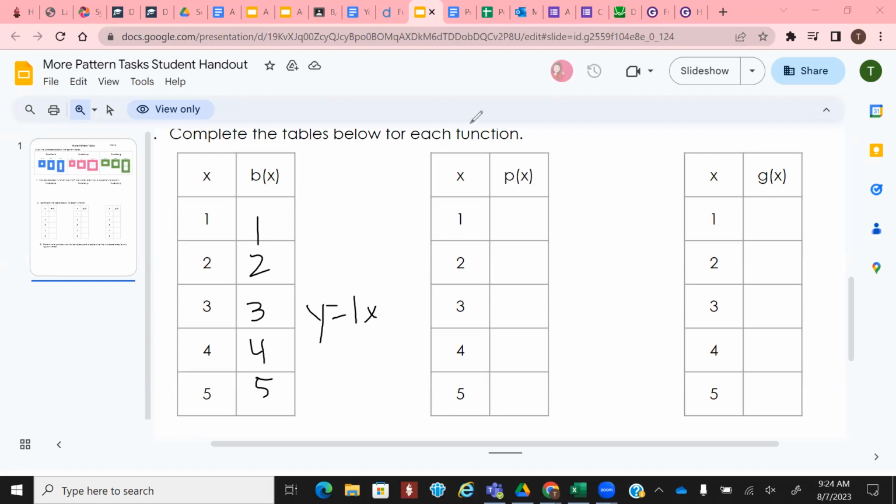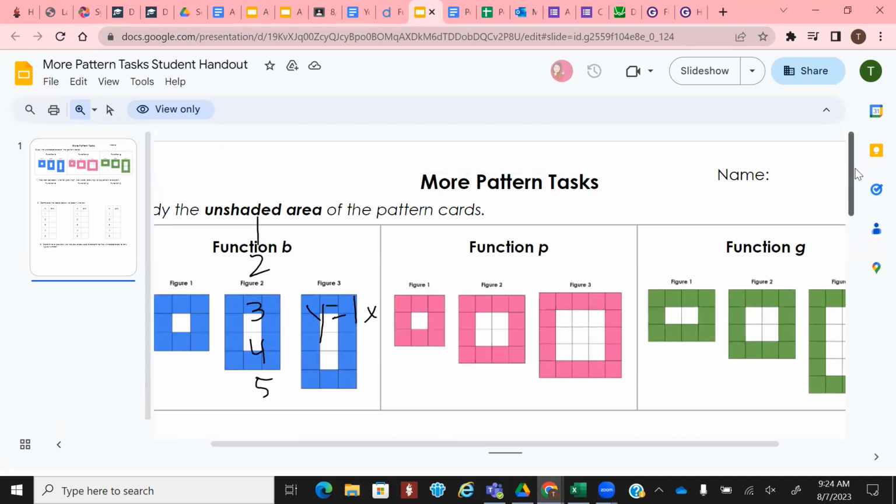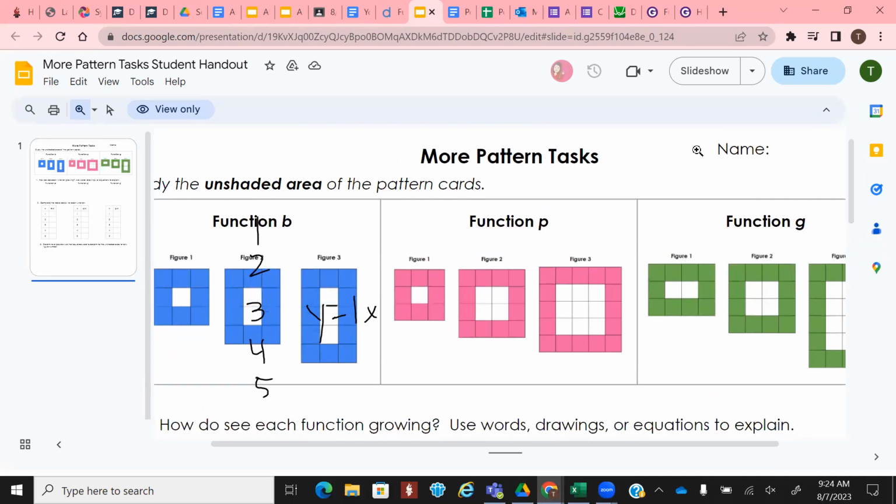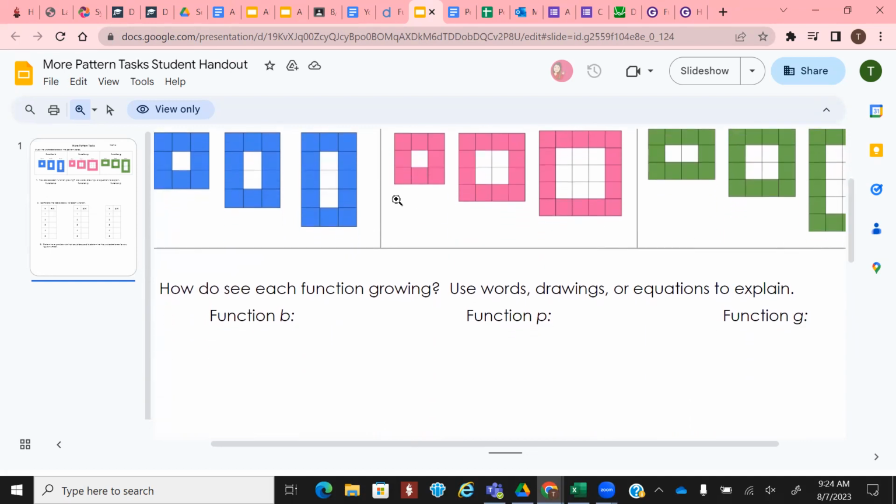On the next one, this one is going to not be linear, but I want to go ahead and introduce it to you because you are going to see it. Okay. So in figure one, how many tiles are white? One. How many tiles are white in the second one? Four, right? Four. Okay. How about the third one?